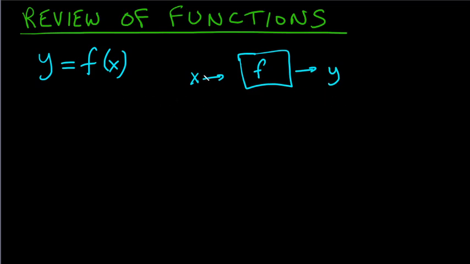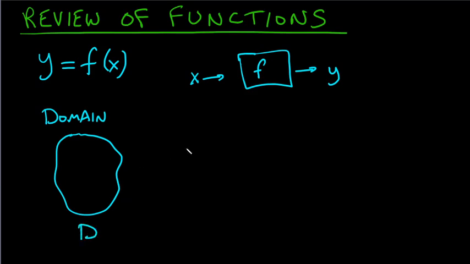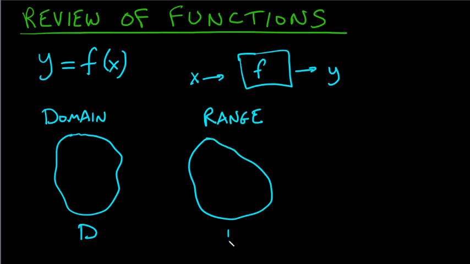So all the numbers x that can go into the function is called the domain. It's just a collection of numbers. I'll use D for domain. And then all the possible outputs gives you the range. Again, just a collection of numbers. So I'll call that R.